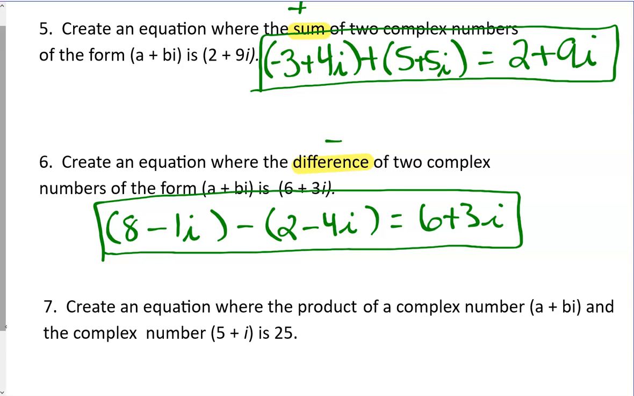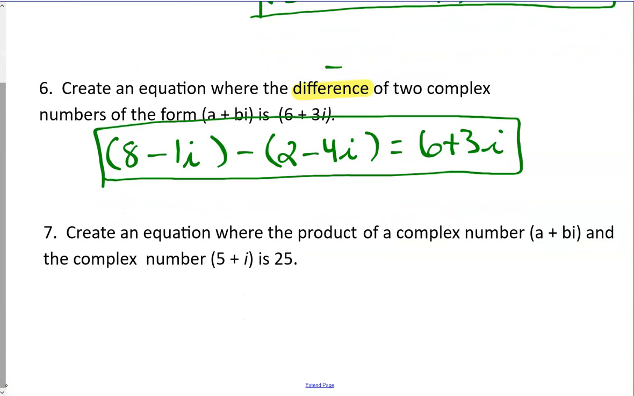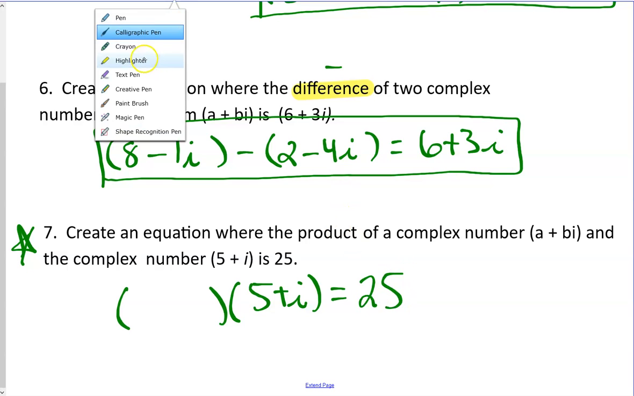All right, number 7, create an equation where the product of a complex number, a plus bi, and the complex number 5 plus i is 25. Okay, we're not here yet, so we're going to save this. Let's actually multiply, and then we can come back and do this. All right, but it wants to know what times 5 plus i is going to equal 25. So product is another word for multiplying.